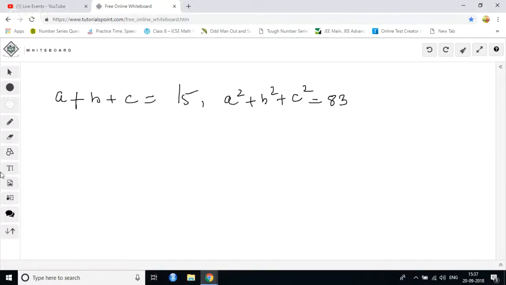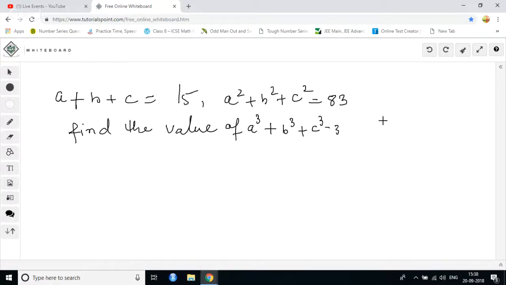So the question is, just look at the question. A plus B plus C is equal to 15, and A square plus B square plus C square is equal to 83. Find the value of A cube plus B cube plus C cube minus 3ABC. Can you find out the value of this?